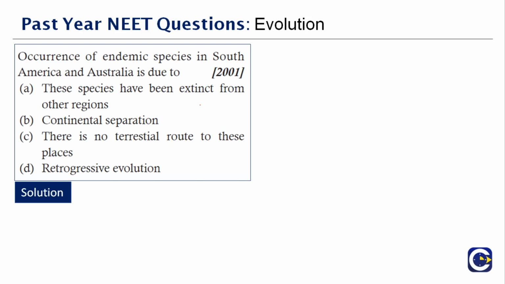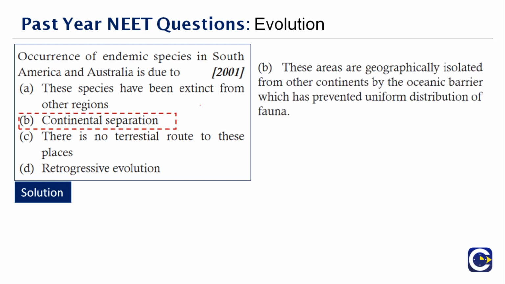The occurrence of the endemic species in South America and Australia is due to continental separation. These areas are geographically isolated from other countries by the oceanic barrier, which has prevented the uniform distribution of the fauna. So that is some barrier. That is why you don't find uniform distribution. Otherwise, I'm sure you'd have a uniform distribution. Therefore, the right answer to this question is option B, continental separation.